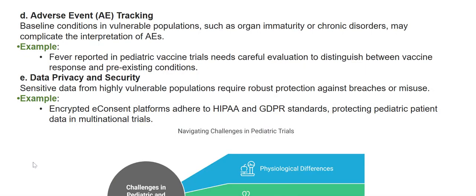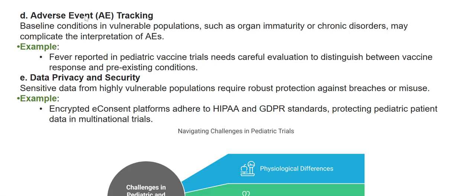Adverse event tracking, AE tracking. So baseline conditions in vulnerable populations, such as organ immaturity or chronic disorders, may complicate the interpretation of adverse events, AEs. For example, fever reported in pediatric vaccine trials needs careful evaluation to distinguish between vaccine response and pre-existing conditions. And this is a very simple example.